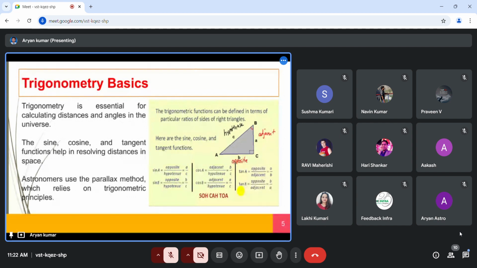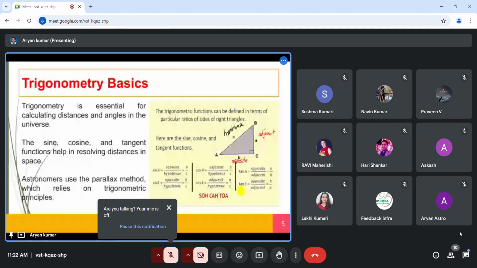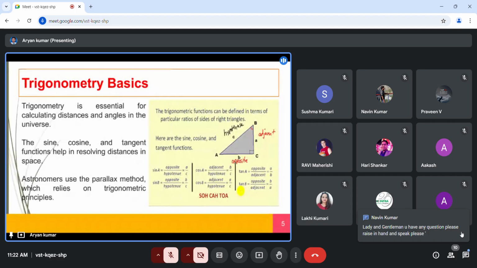So now I will tell what the parallax method is. I will explain it like that. It is a technique used in astronomy to measure the distance to nearby stars. It is based on the principle of triangulation, which also has something to do with geometry.